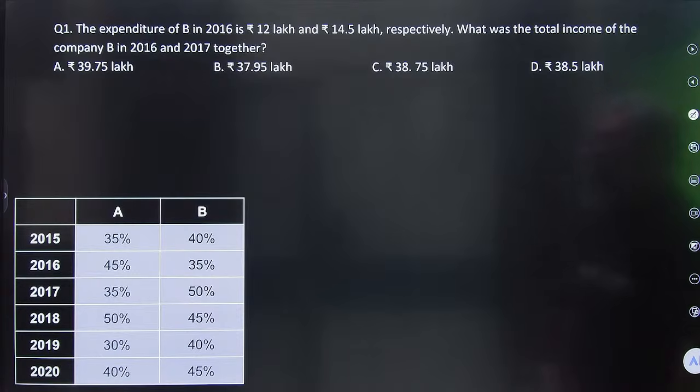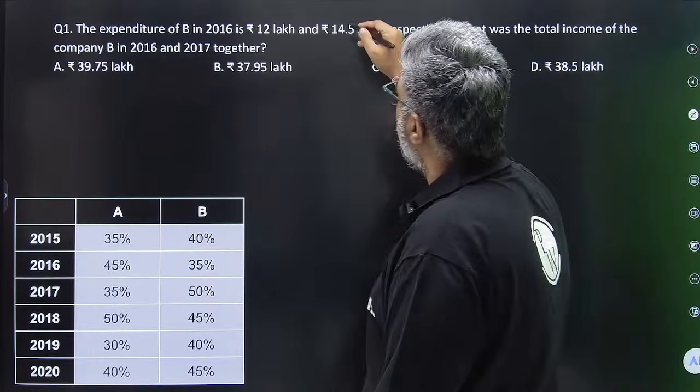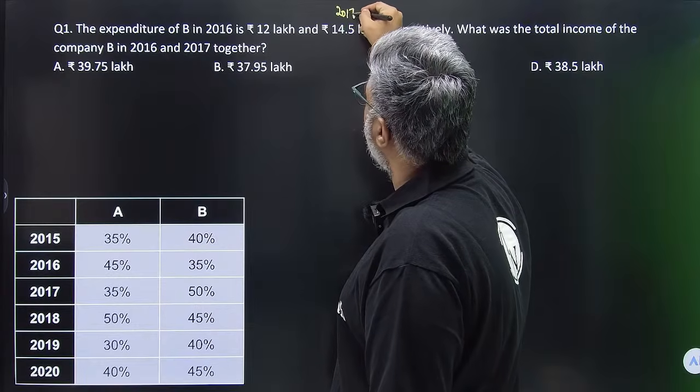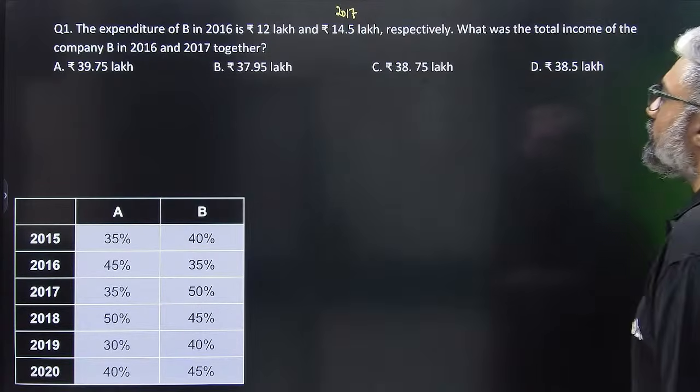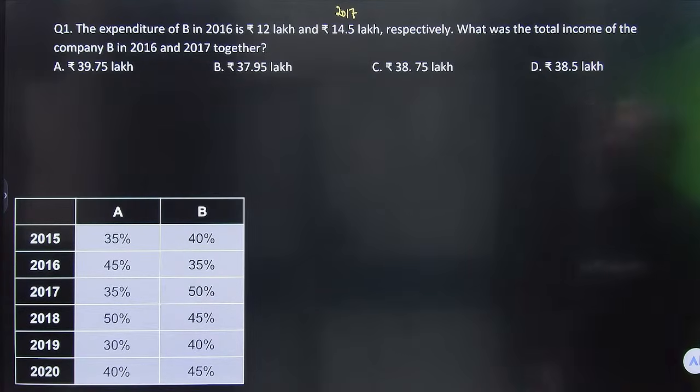Let's go. The expenditure of B in 16 is 12 lakh and in 17, so this is for 2017, I hope you all understood that, I missed out typing that, 2017 was 14.5 lakhs respectively. What was the total income of B in 16 and 17 together? Yes. So they're asking us what?